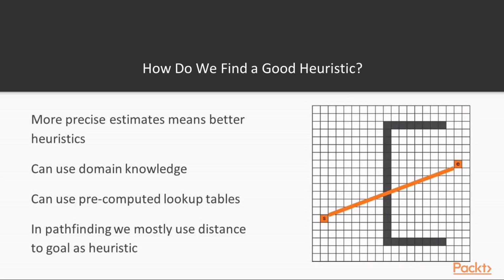In pathfinding, we usually use distance to goal as the heuristic. This doesn't take walls and other structures into account, but it gives a good estimate that makes our algorithms work well, and it is very cheap to compute distances. In this video we defined what we mean by optimizing, and we talked about what a heuristic is and how we can find good heuristics.